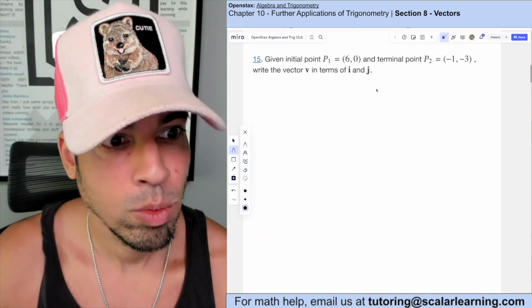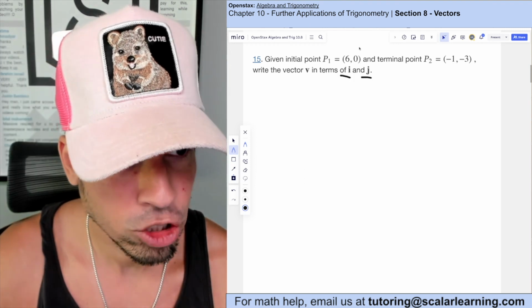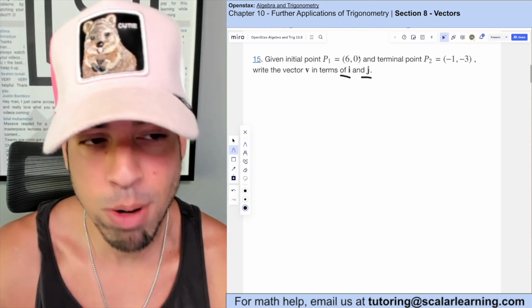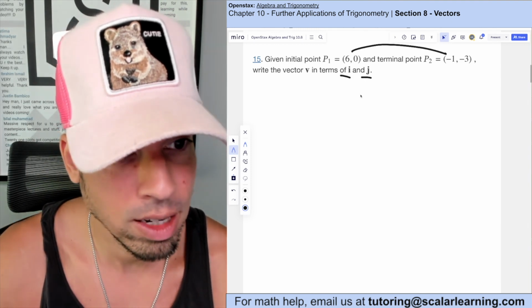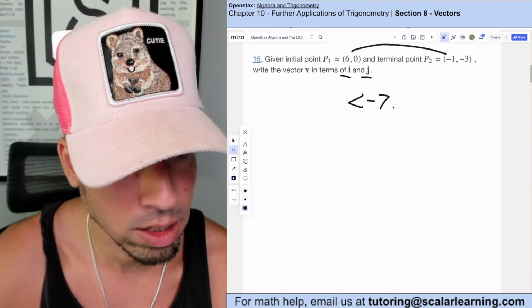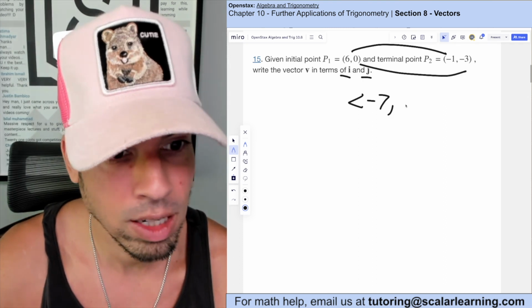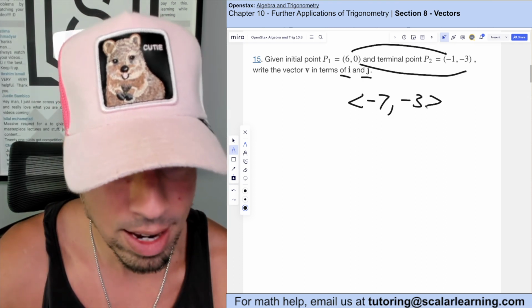Done. For this one, we want to write this vector in terms of i and j. First, I'm going to put it in component form, and then I'm going to put it in terms of i and j. So 6 to -1, that looks like a drop of -7. And then 0 to -3, that's a drop of 3, or -3.